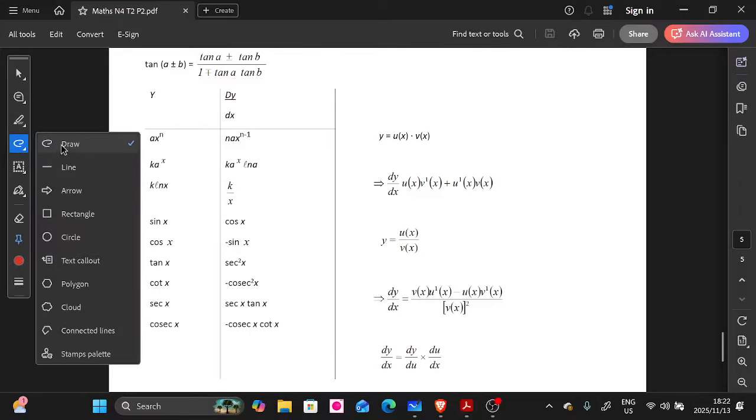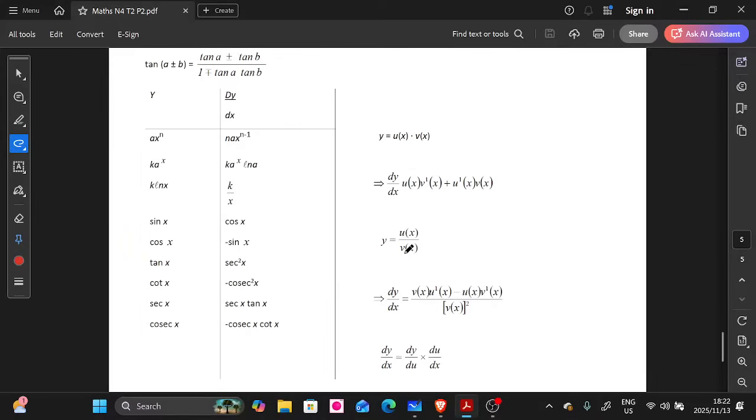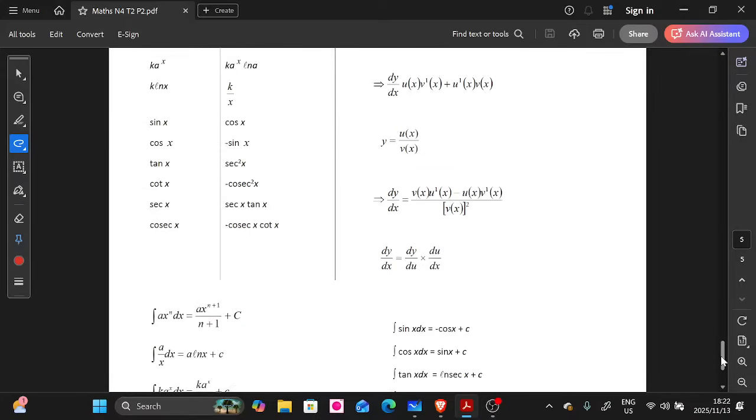All right. The formula for chain rule is this one here. First, where is it? Or is this one here? Let me just go down a bit there. There we go. The formula for chain rule is this one here.